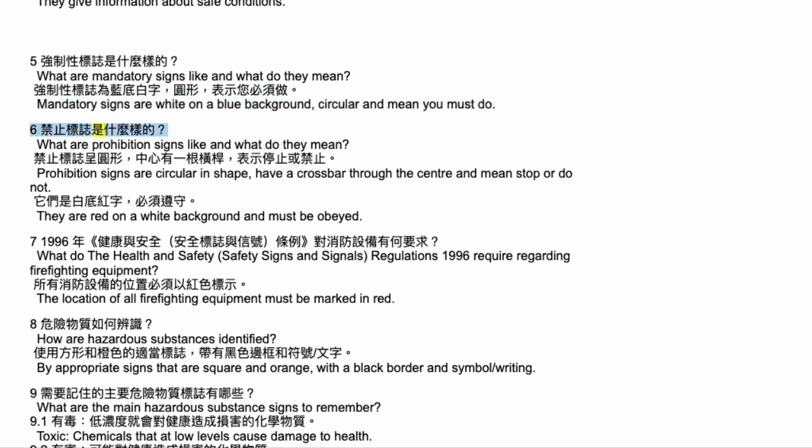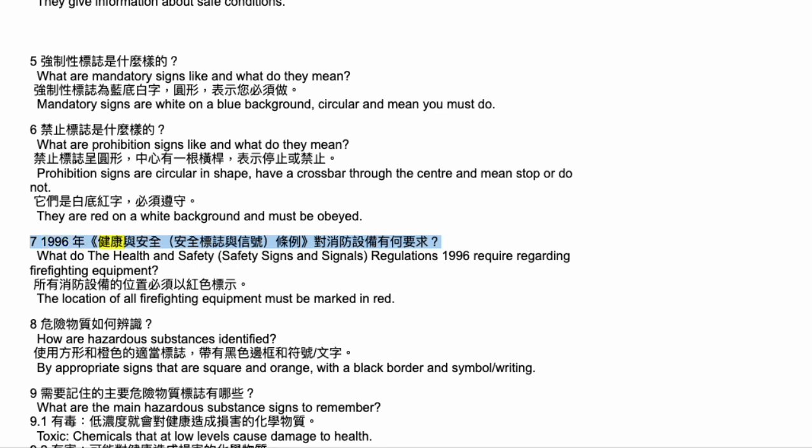What are prohibition signs like and what do they mean? Prohibition signs are circular in shape, have a crossbar through the center and mean stop or do not. They are red on a white background and must be obeyed.